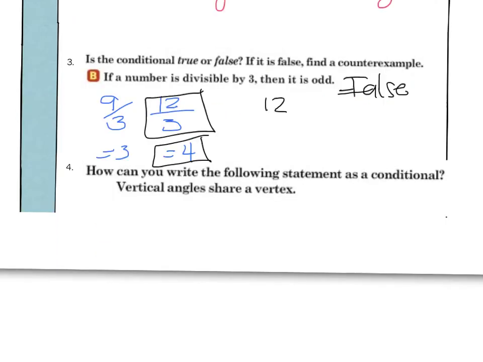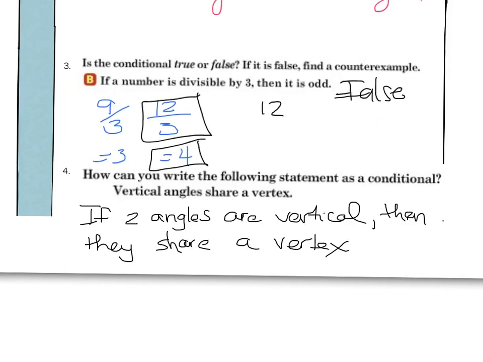Last but not least, number 4 says, how can you write the following statement as a conditional? So sometimes you might get conditionals that don't actually have if and then, and you need to write it so that it does have those. So I want you to think about it for a minute, and then we're going to write it. So here is the answer. It says, if 2 angles are vertical, then they share a vertex. Clearly, the hypothesis in red, the conclusion in blue.